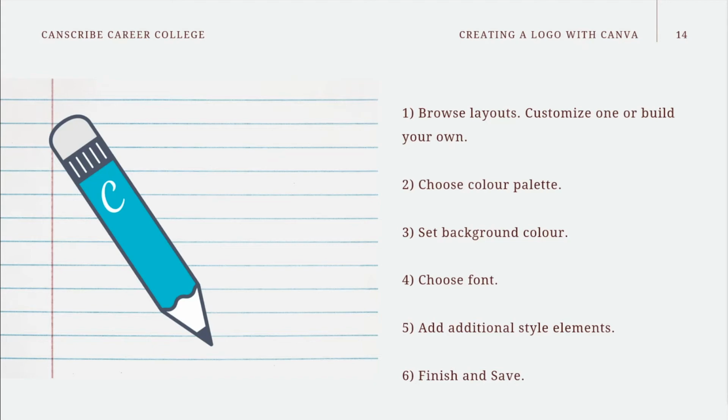So the fifth step is optional, and you can add additional style elements if that's the way you're choosing to go with your logo. Additional style elements are things like lines, shapes, illustrations, icons, etc. And then once you've got everything looking just the way that you want it to, your last step is to finish and save. I'm just giving you a couple of moments to finish writing the steps down before I go on to the final tips before the tutorial begins.